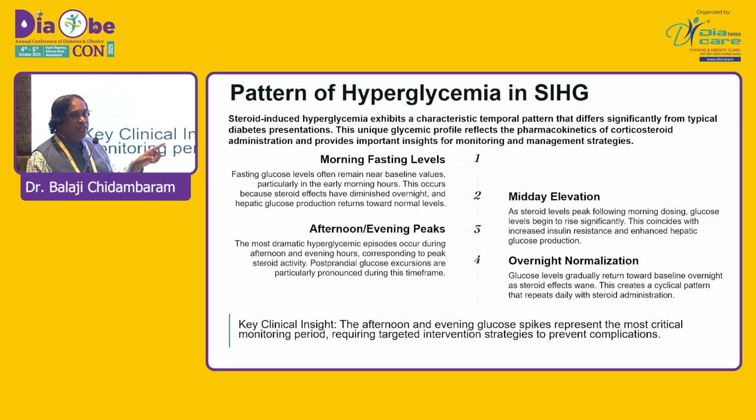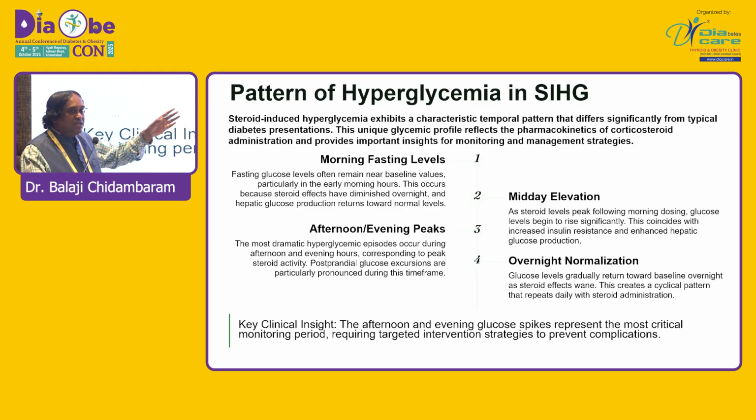Secondly, the most important thing is the midday elevation. The steroid levels peak following the morning dosing, and the glucose levels begin to rise significantly. This coincides with increased insulin resistance and enhanced hepatic glucose production. And thirdly, the afternoon and evening peaks. These occur during peak steroid activity, and the postprandial glucose excursions are particularly pronounced during this phase.